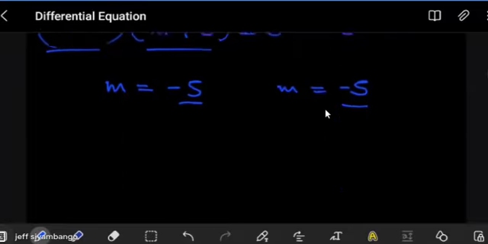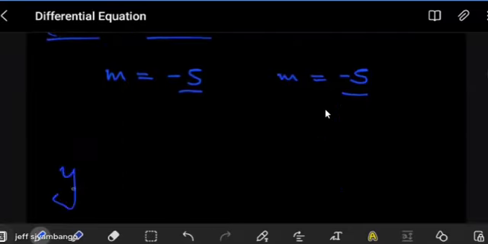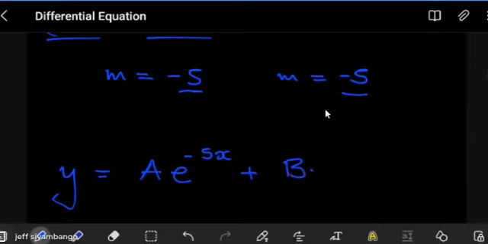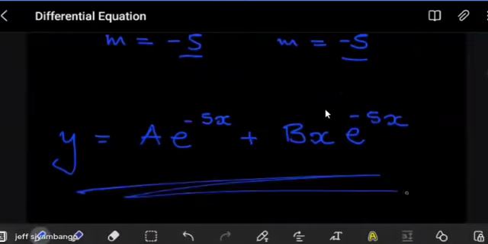Since this is the case, the general solution in this case is going to have A, then e to the exponent of the first value, negative 5x, plus, now this is the modification that I was talking about. You're still going to have that constant B, but now we're going to plug in an x here, and then e to the power, again, that negative 5x. So this becomes the general solution to that expression.